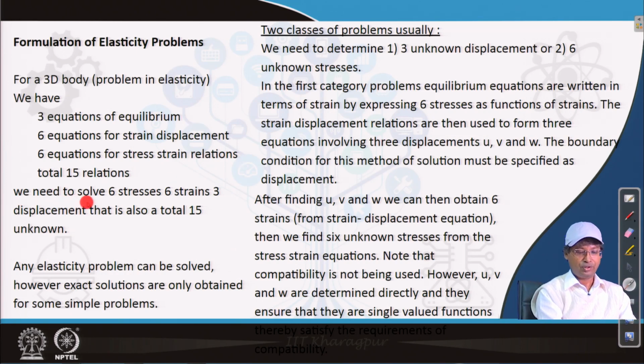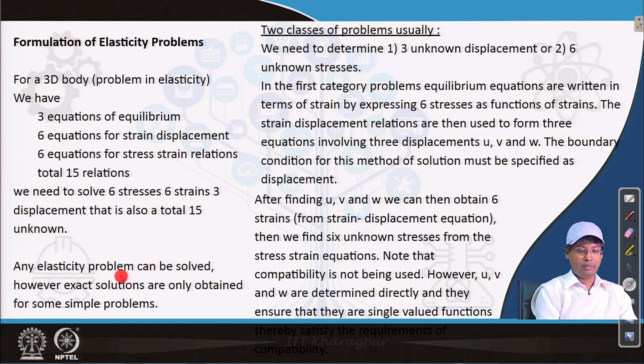We need to solve for 6 stresses, 6 strains, and 3 displacements, sigma, epsilon, u, v, w or x, y, z. And that is also a total of 15. So, now we are ready with our status to solve it. How to solve, that is what we will cover now.